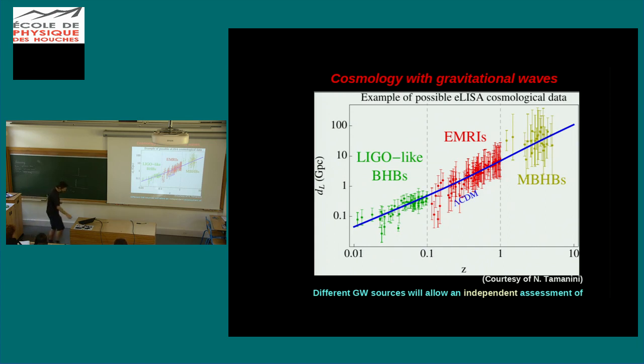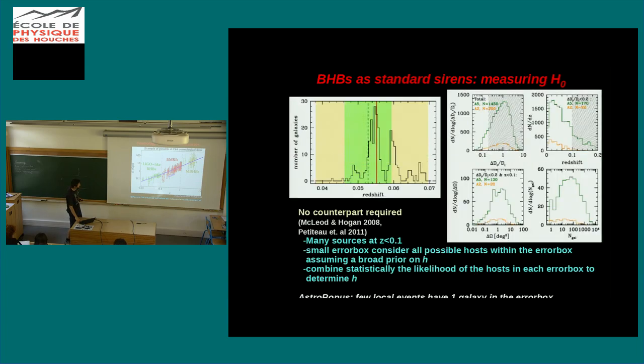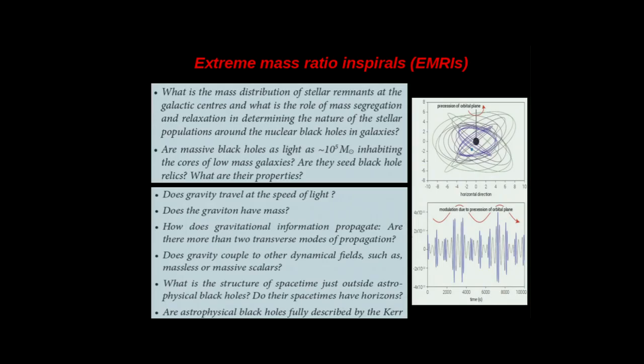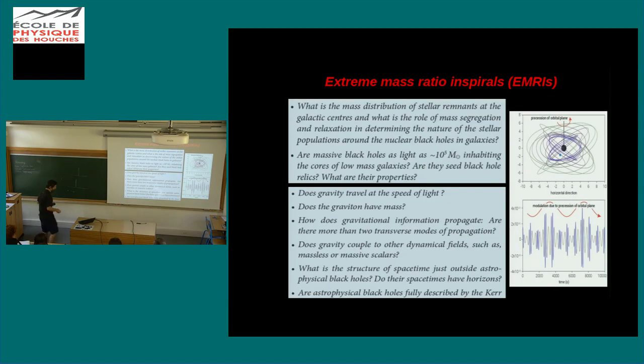All right, let me move on to the last topic that I wanted to cover in this lecture, which is extreme mass ratio inspirals. There are a few reasons why these are interesting. First of all, LISA is sensitive to inspirals of stellar mass black holes into massive black holes of masses of 10 to the 4 to 10 to the 6 solar masses.